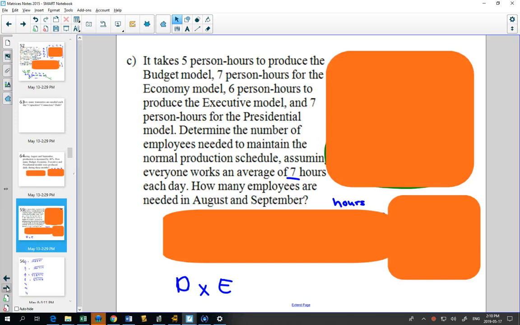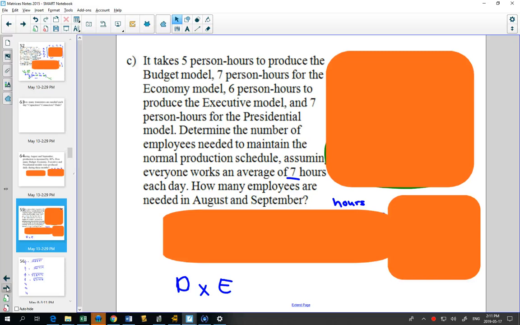So now it takes 5 hours of one person working. I mean, it could take 1 hour if you had 5 people working, but that's what a person hour is supposed to represent. However many people working, it's going to take 5 hours of work to produce the budget model, 7 hours for the economy model, 6 hours for the executive, and 7 hours for the presidential. Determine the number of employees needed to maintain a normal production schedule, assuming that everyone works an average of 7 hours each day.